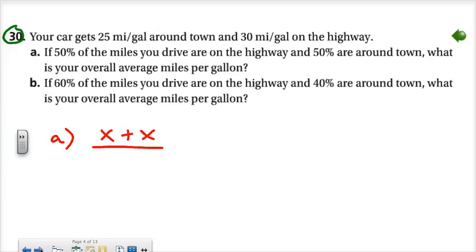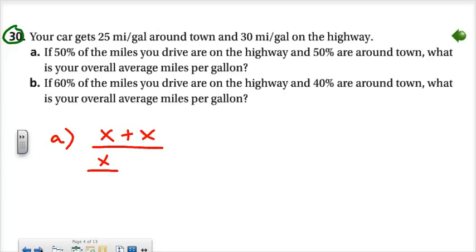So we're really just saying there's going to be some miles at 25 miles per gallon and there's going to be some miles at 30 miles per gallon. We don't know how many. So what we have to do is remember that we do know how many miles per gallon they get.